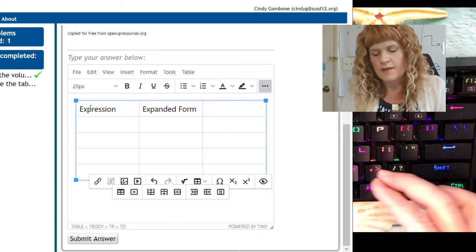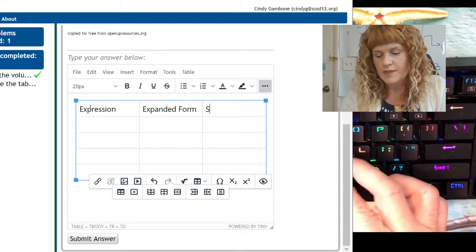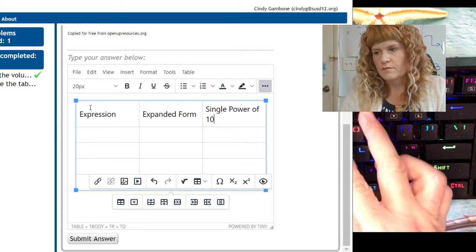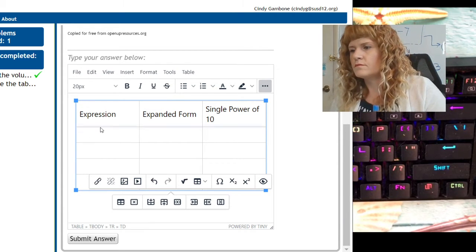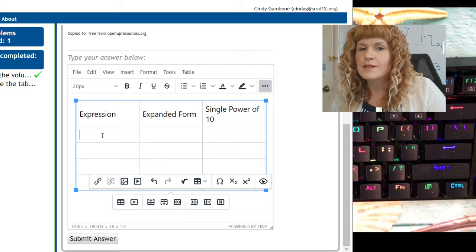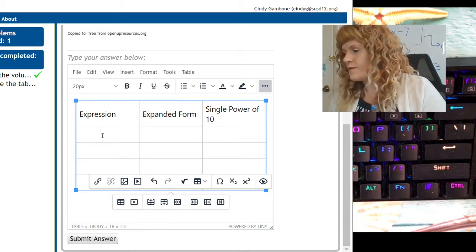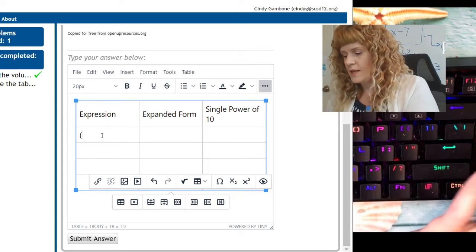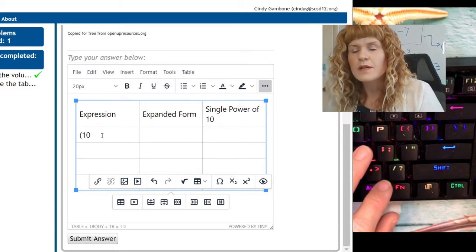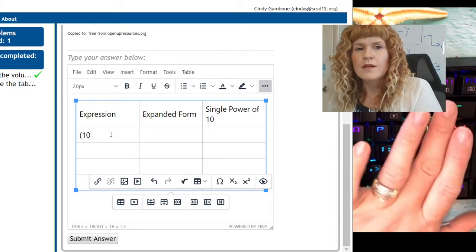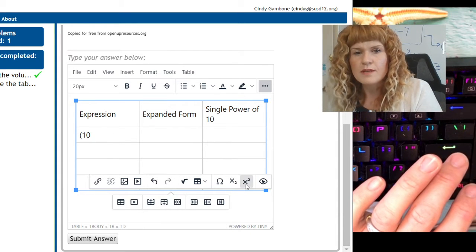And finally, the simplified form, which is a single power of 10. Okay, this is going to be exhausting, but let me show you a few tricks. So the first expression is 10 to the third power, and you know how to use the caret button, but there's another way with this screen.